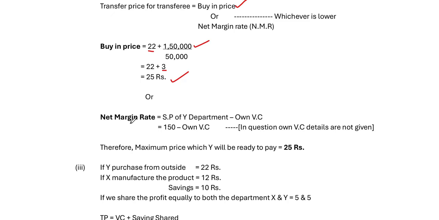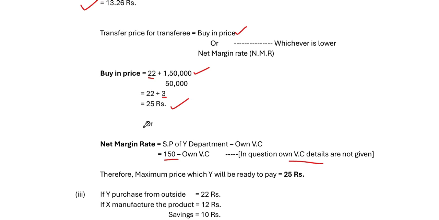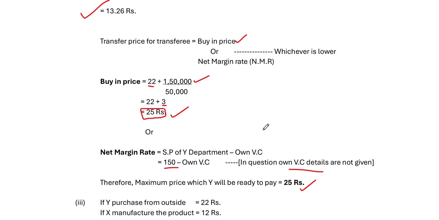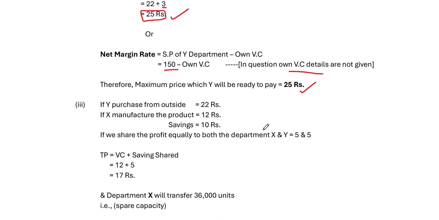Further, we will calculate net margin rate. The formula for net margin rate is selling price of Y department minus own cost. Selling price of Y department is 150 rupees. Own cost: in the question, own cost data is not available. So we cannot find the net margin rate. Therefore, the maximum price which Y will be ready to pay is 25 rupees. Got it? Now next part.